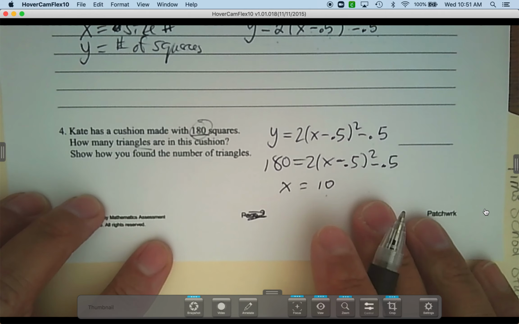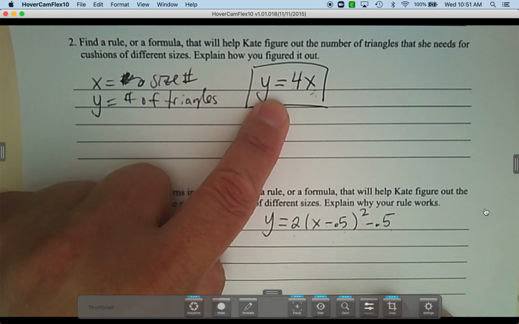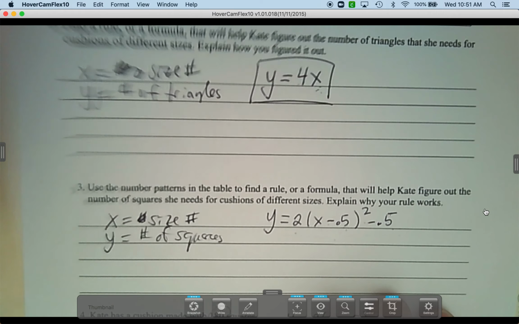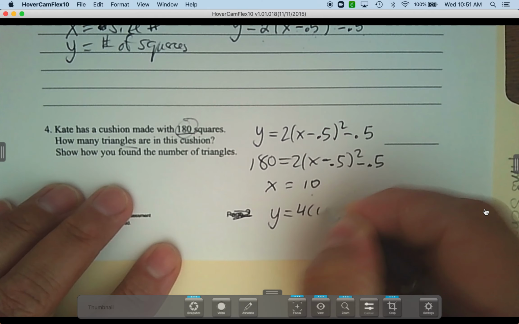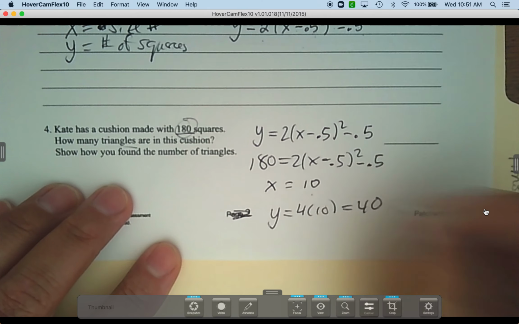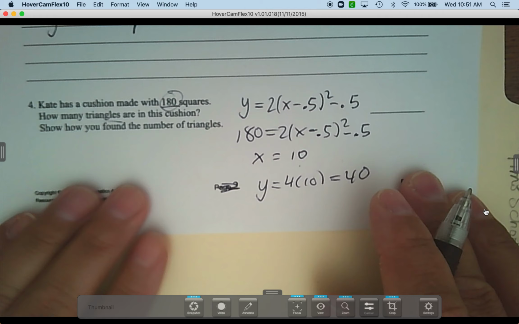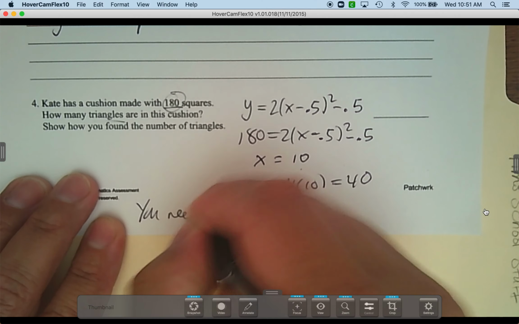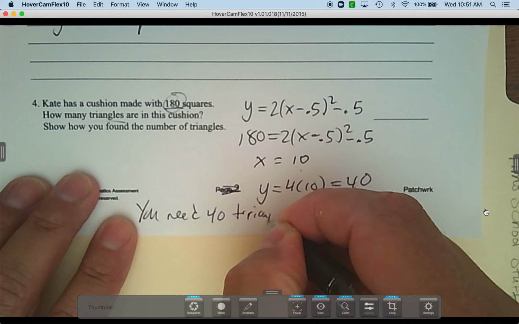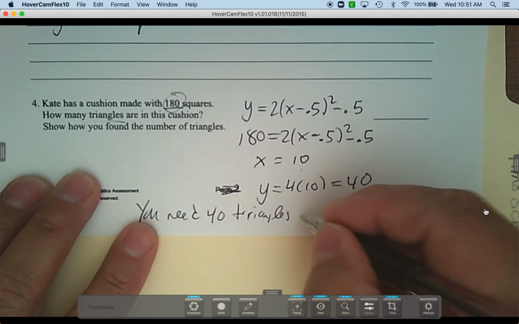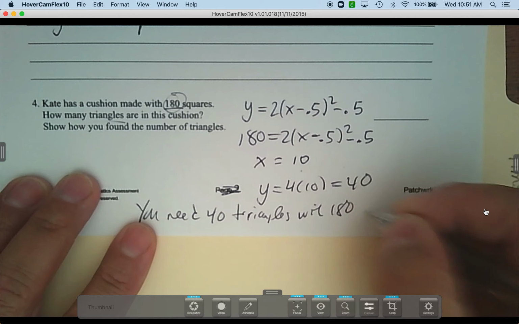So now I'm going to go back to this equation. How many triangles are there? Well, if the size of the cushion is 10, then how many triangles do I need? So I plug in 10, and you need how many triangles? So you need 40 triangles with 180 squares.